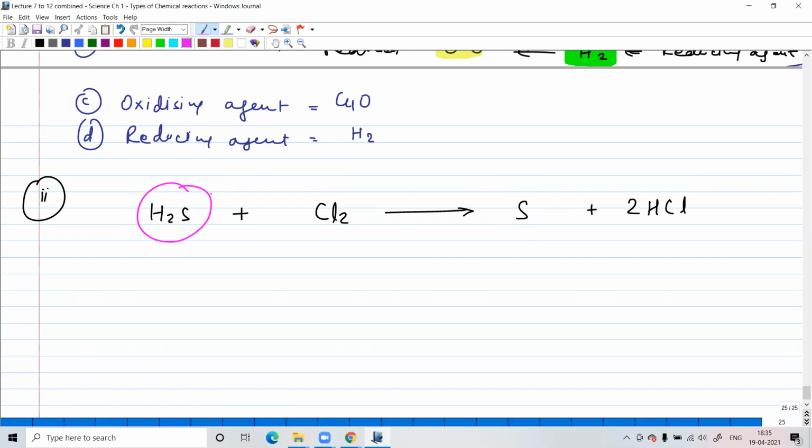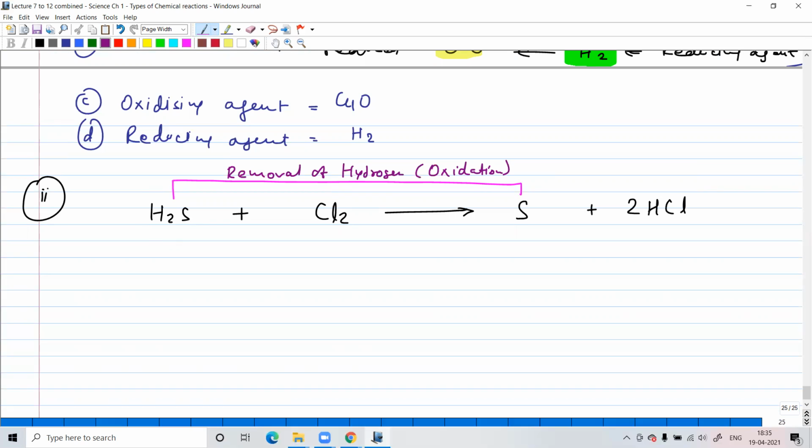Why are we calling it oxidation? Even though there is no oxygen, there is a hydrogen here which got removed. So we know that removal of hydrogen is also called oxidation. That's why oxidation is happening here.